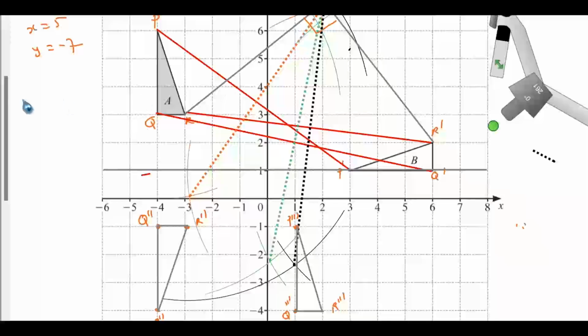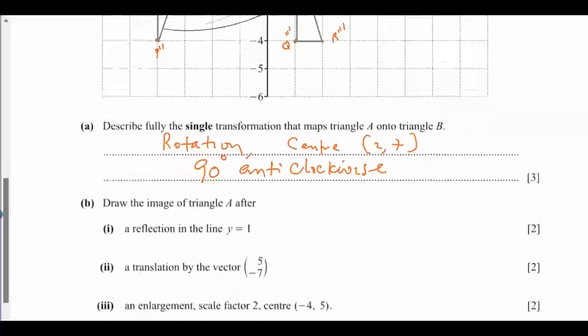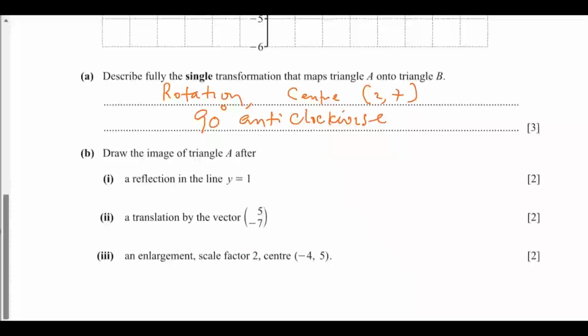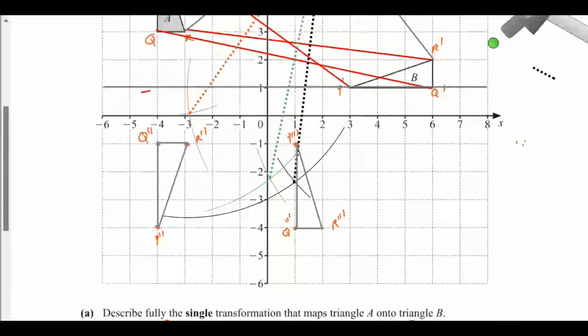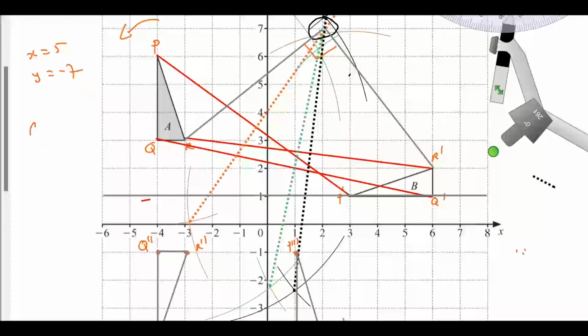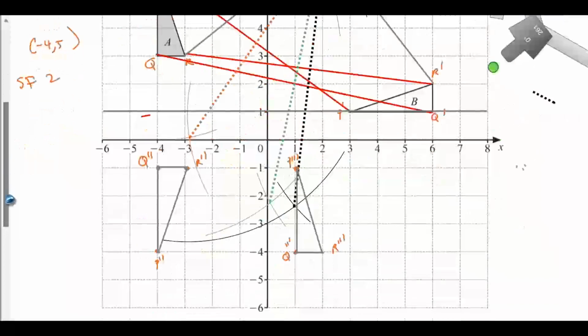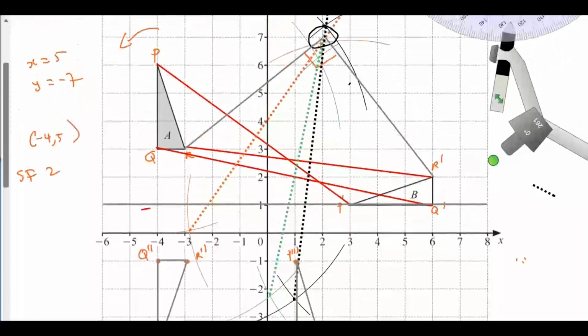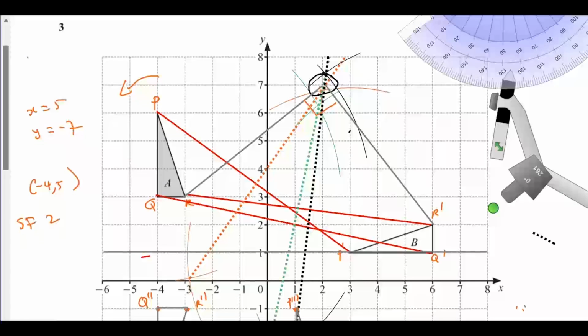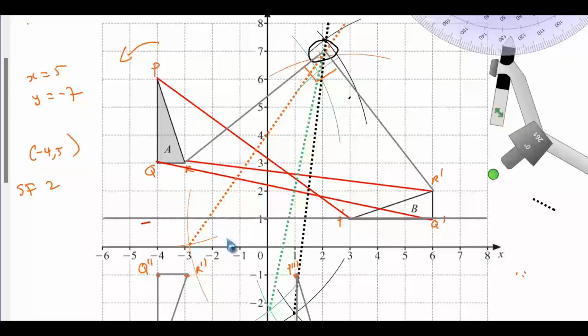Okay, so let's go to the next question. So we have an enlargement with the scale factor 2 at center minus 4 comma 5. So the center is minus 4 comma 5 and the scale factor is, let me see, 2 or negative 2. The scale factor is 2. So let's identify the center of enlargement. That will be x equals minus 4 here and y equals 5. So the point will be here. So this is the center of enlargement.